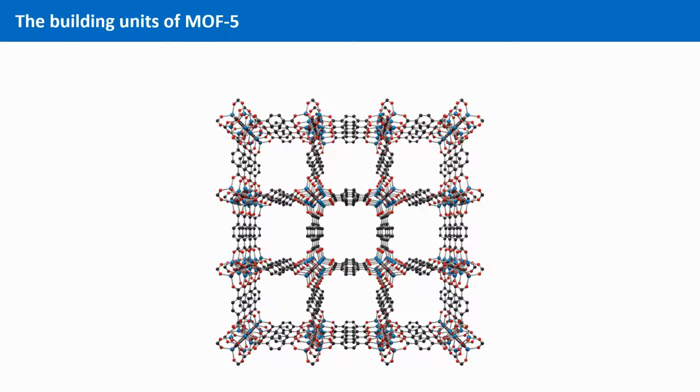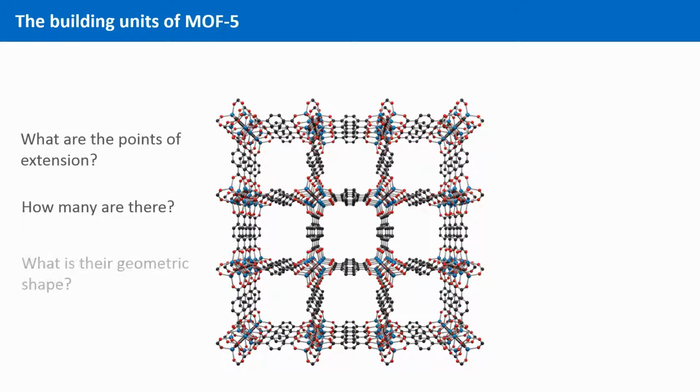And concerning the clusters that constitute the inorganic part of the MOF, we need to ask, what are the points of extension? How many are there? And what is their geometric shape? That means, what kind of polyhedra do they form if we connect these points of extension? Let's take a closer look at MOF 5.